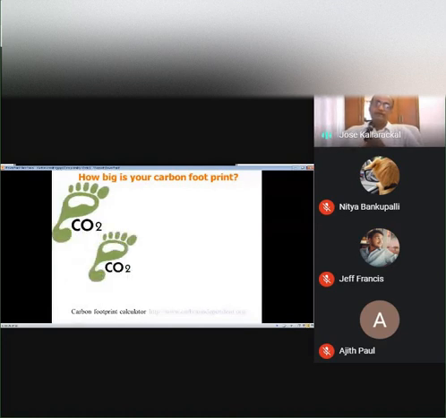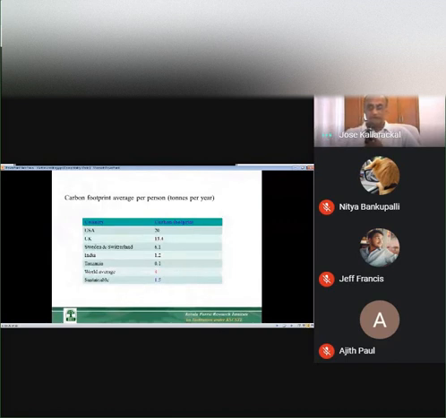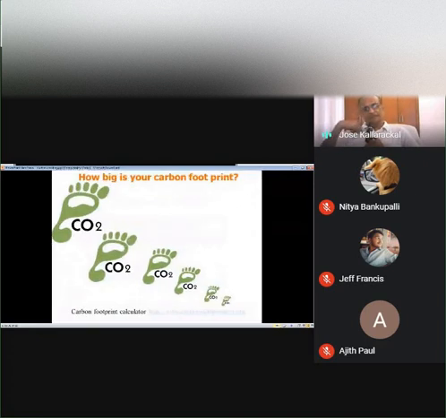So the UN has introduced another term to help you with this, and that is called the carbon footprint. How big is your carbon footprint? So what exactly is carbon footprint? It is actually the amount of carbon dioxide or equivalent greenhouse gas which you are emitting for your living. What does it mean actually?